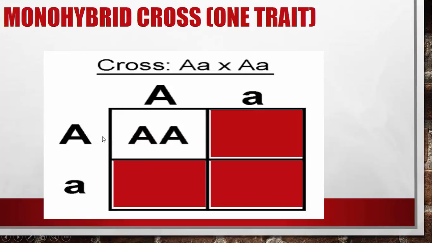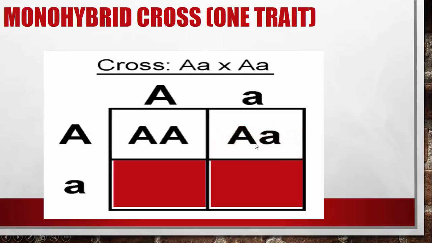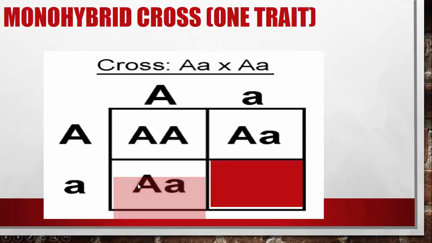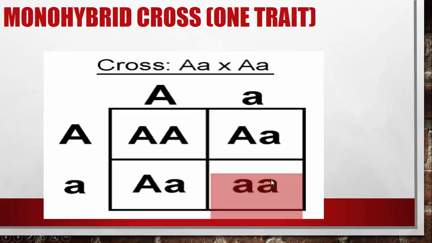I'm going to bring this capital A across, this lowercase a down. They meet right here in this box for a capital A, lowercase a. And this one, I'm going to bring the capital A straight down, the lowercase a straight across. I'm going to wind up with a capital A, lowercase a. And over here, I'm going to bring this lowercase a down, this lowercase a across, and I get lowercase a, lowercase a.